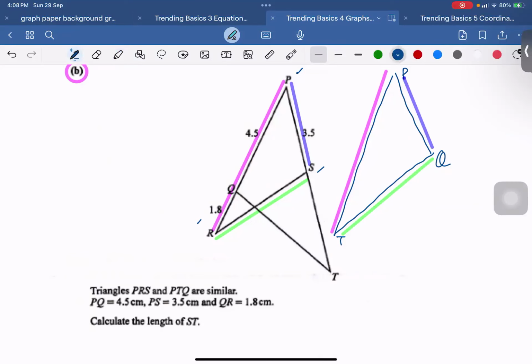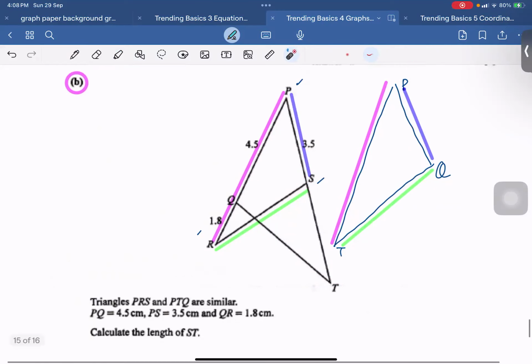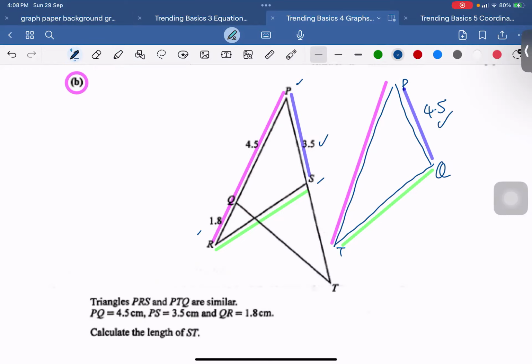Okay, now let me fill in all the measurements. I want to calculate ST. God knows what is ST. Where is this portion ST? Never mind. I find out my measurements first, then I fill things up later. PQ is 4.5. PS is 3.5. Oh, I got one matching pair.